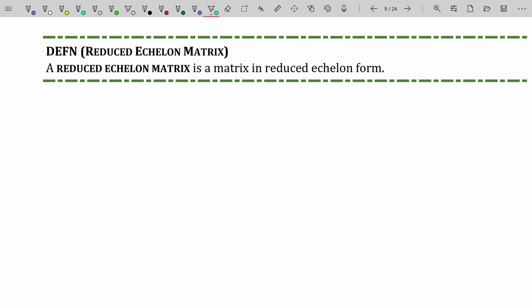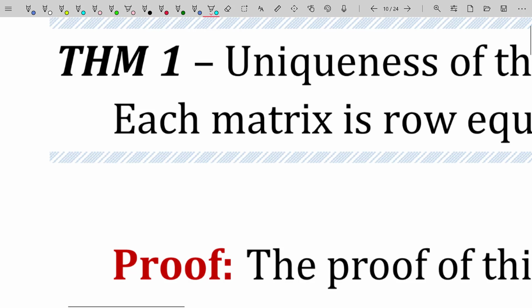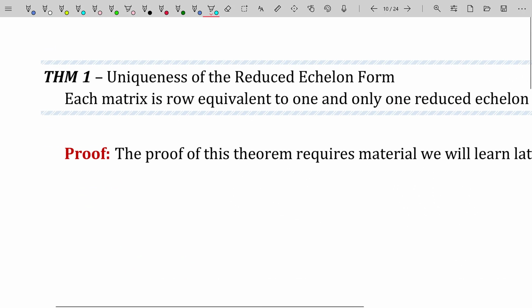And just like we had a definition for an echelon matrix, basically a matrix that was in echelon form, we have the reduced echelon matrix definition. The reduced echelon matrix is just a matrix in reduced row echelon form. That's all. And we get to a theorem that has a number. Theorem number 1. The uniqueness of the reduced echelon form.